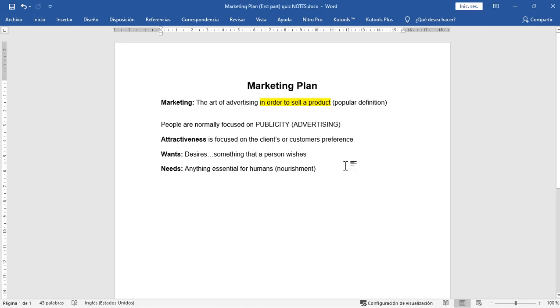Why are we speaking about wants and needs? Because the greatest objective of all the marketing campaigns, actions, plans, objectives is to make people, more specifically, to make potential customers feel that a want is actually a need. This is like the final idea, to make people believe, to make people think that wants are needs.